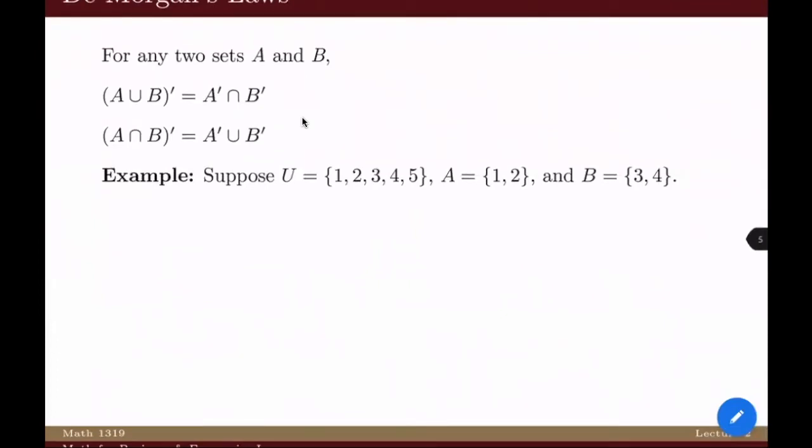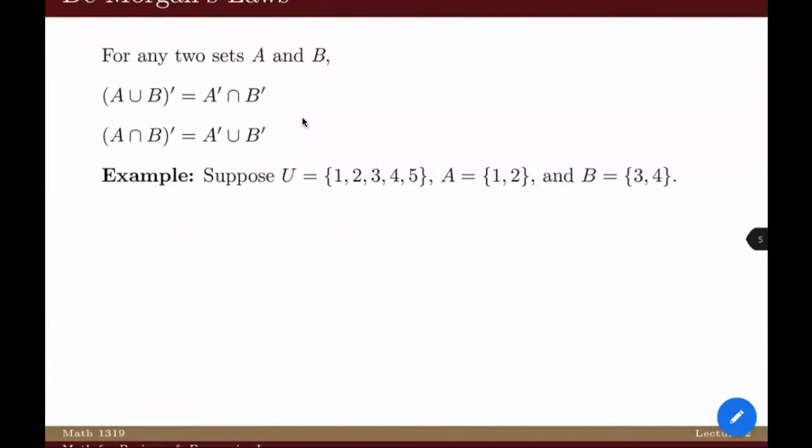These are De Morgan's laws. For any two sets A and B, A union B complement is equal to A complement intersected with B complement, while A intersect B complement is equal to A complement union B complement. We're going to show that these two things are true using the universal set 1 through 5, A being 1 and 2, and B being 3 and 4.